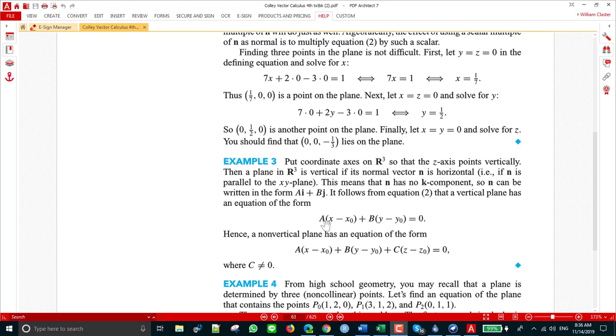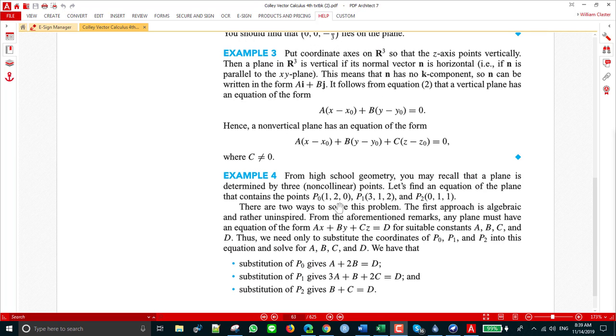So vertical planes have this kind of equation. If it's not vertical, then it has this kind of equation where c is not 0. Every plane has this kind of equation, but specifically when c is not 0, it's not going to be vertical. The only time that it's vertical is when it looks like this, which means that c is 0. So if c is not 0, it's not vertical.